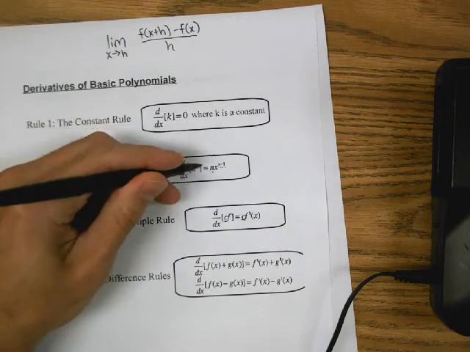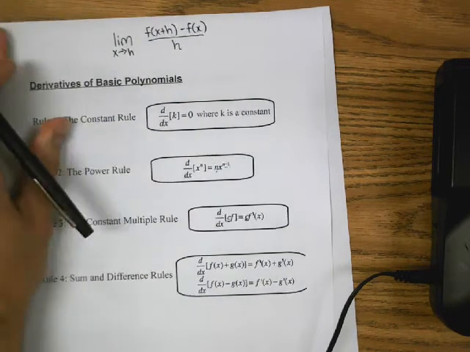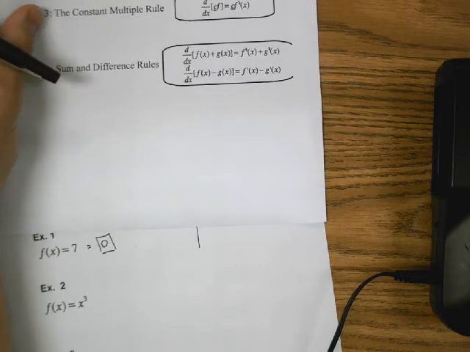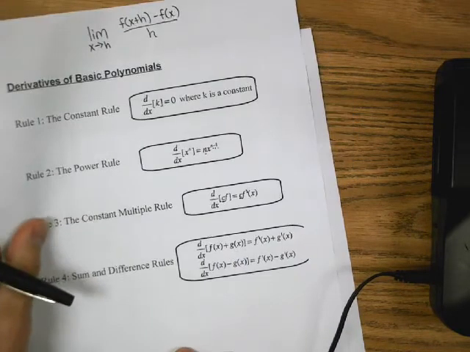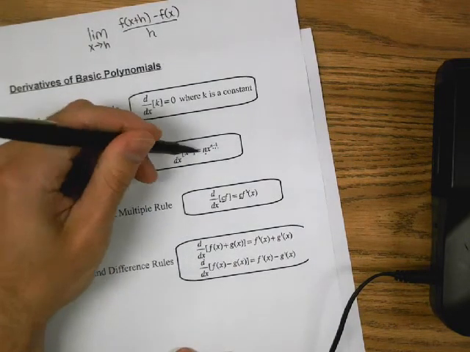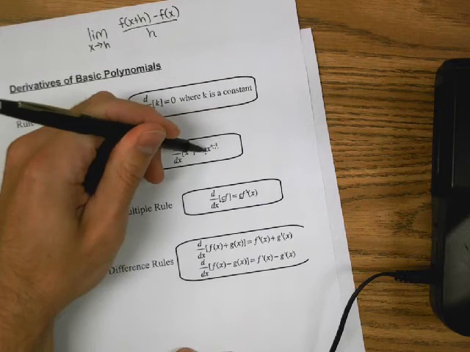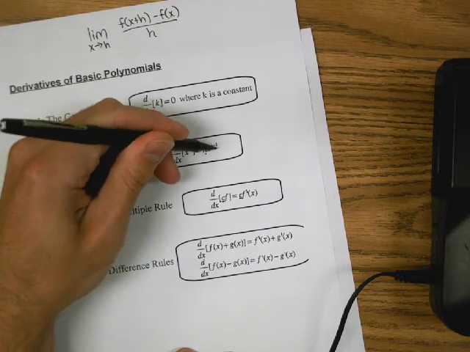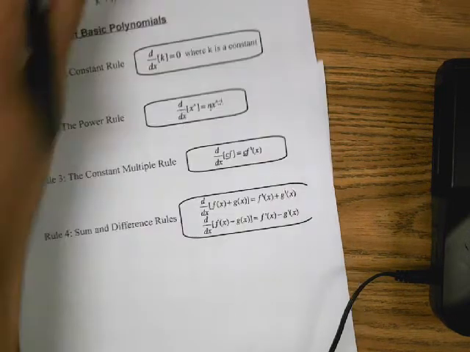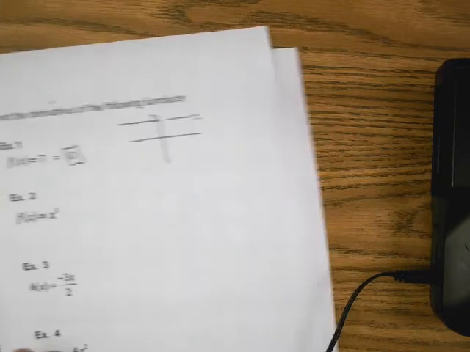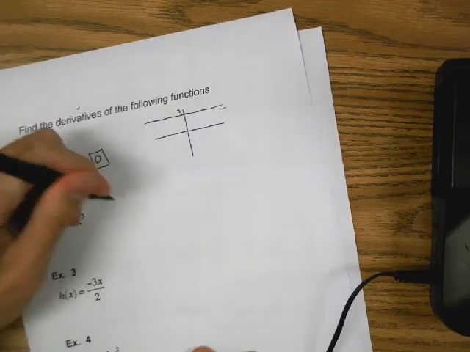This one looks like we could use the power rule, right? X raised to the something, x raised to the n. So in this case, it's x raised to the third. Well, our power rule tells us that we can take that exponent, place it out front, keep my x, and subtract 1 from the exponent. Okay, so let's do that.